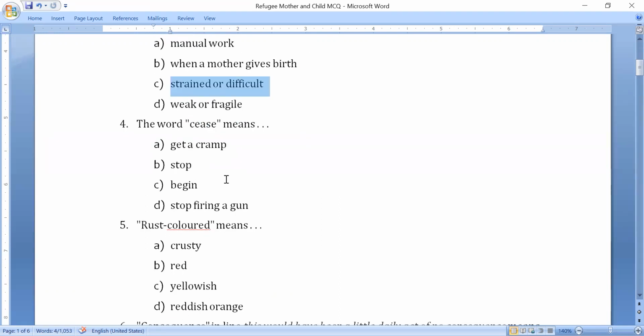The word cease means, what is the meaning of the word cease? In the poem, in the line most mothers cease to care, what does cease mean? Is it get a cramp, stop, begin, or stop firing a gun? The right answer is B, stop.